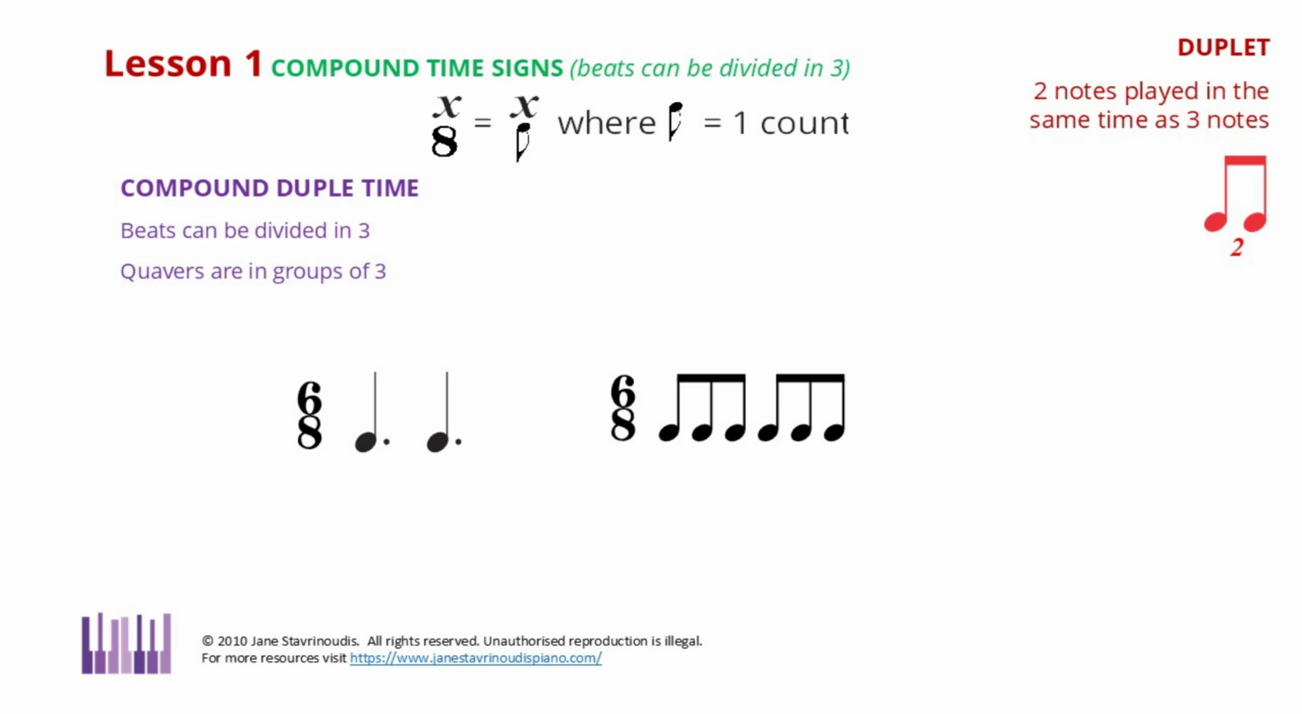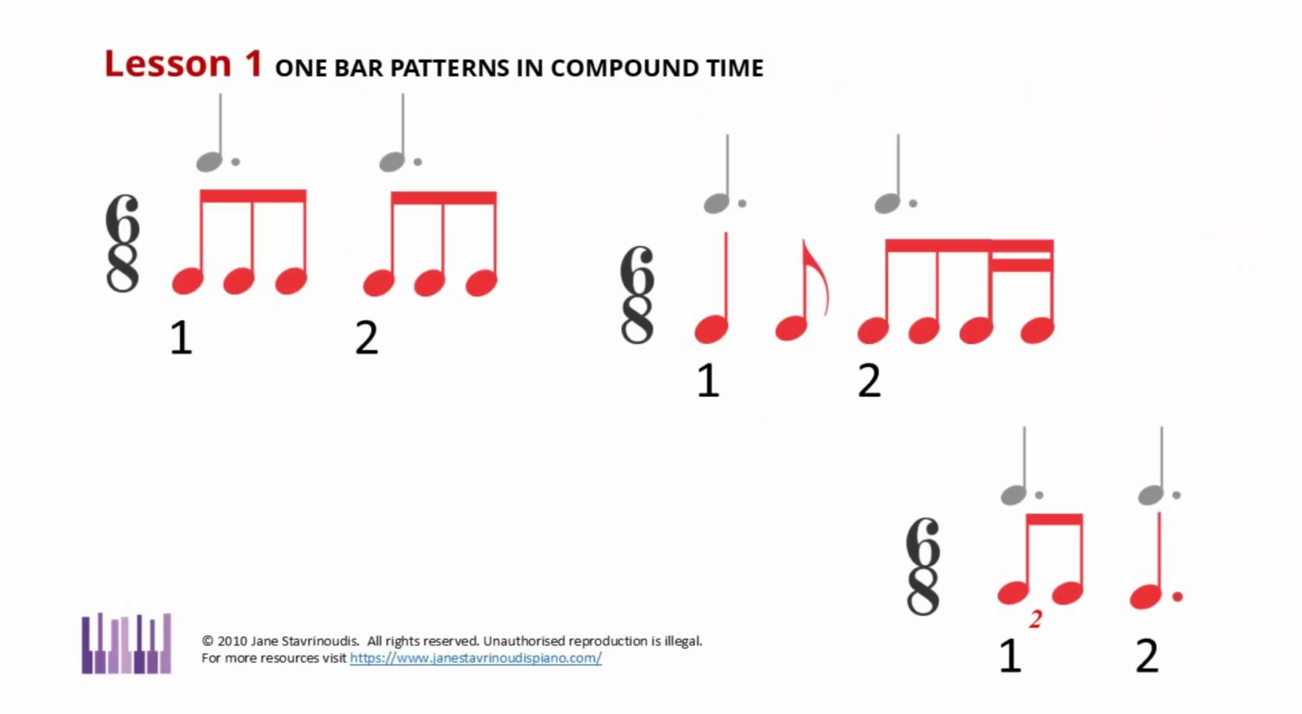This means that there will be 6 quaver or eighth notes in each bar, but we will be counting them in groups of 2. Also, a duplet is a hint that we are in compound time. Here are some examples of rhythms in 6/8 time, and this is what they sound like, one after the other. 1, 2, 1, 2, 1, 2.